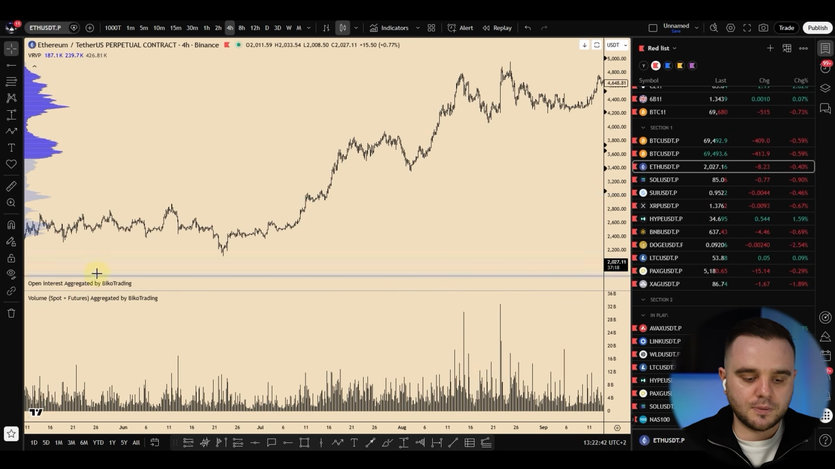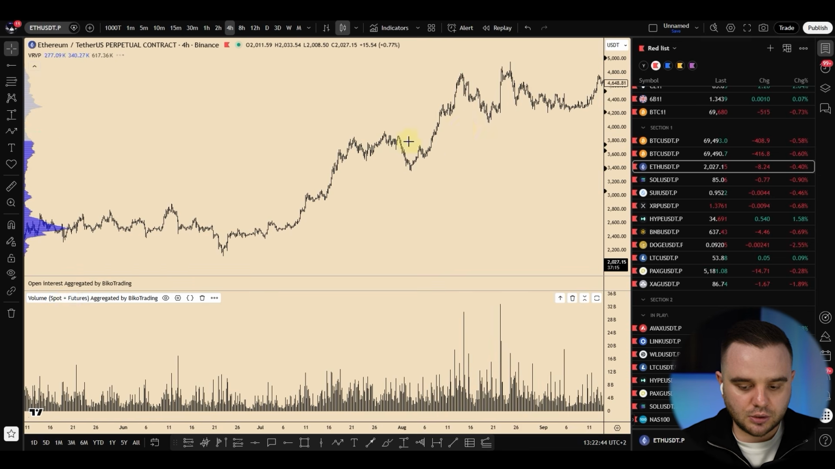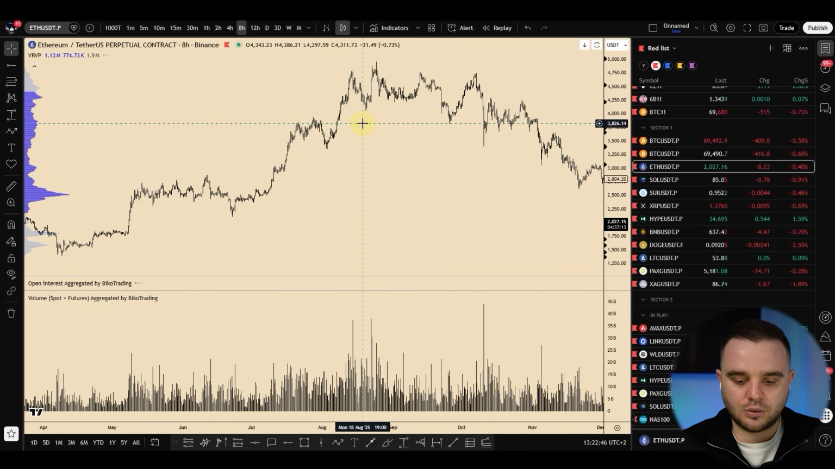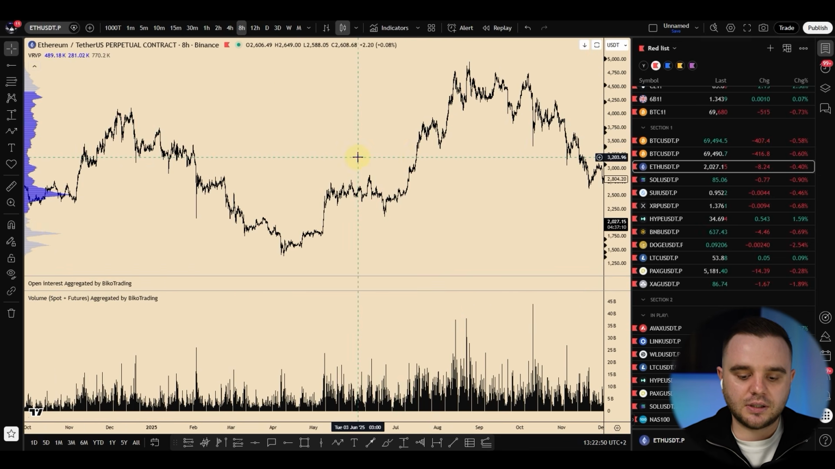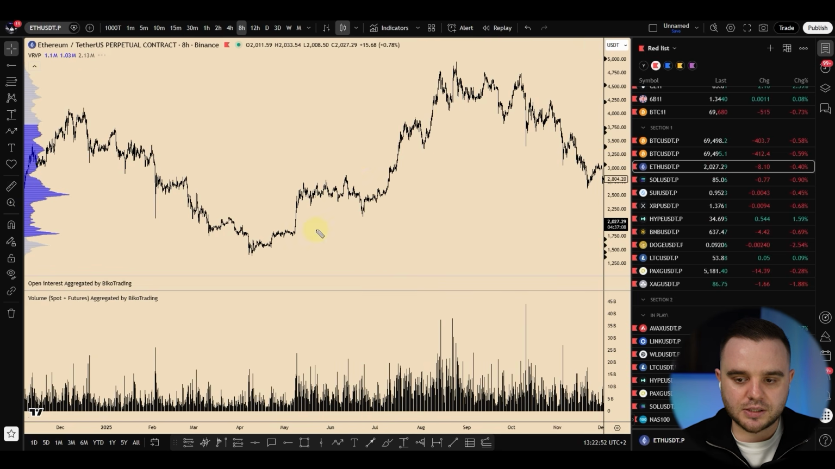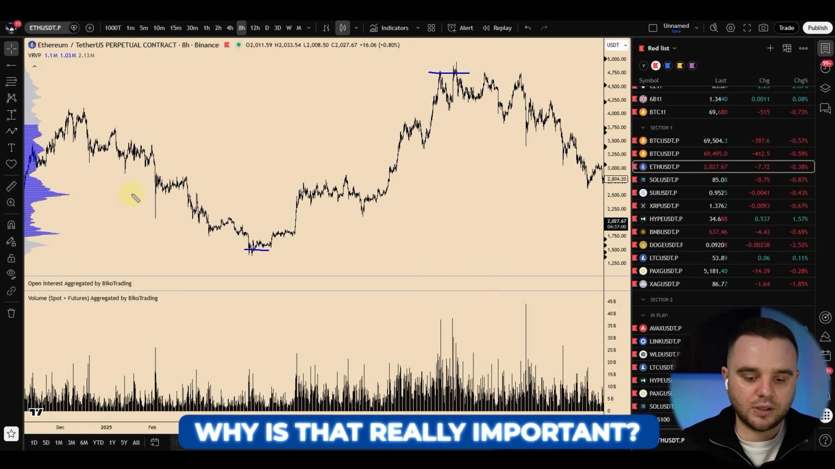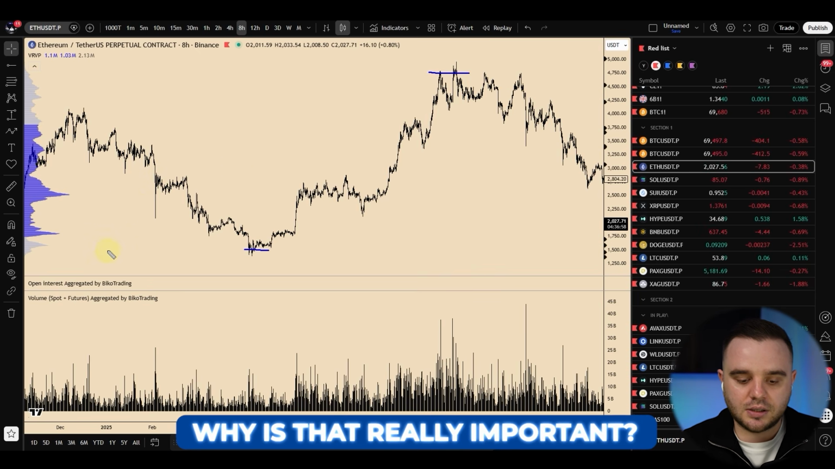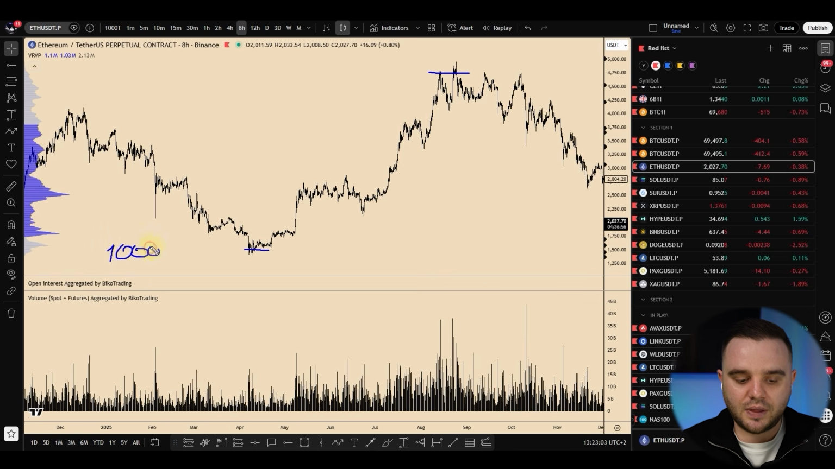It's super important to analyze volume in USD, not only in coins, because there's a significant difference when the price of a coin, for example Ethereum, is 1,500 versus 4,500. Why is that really important? Because 1,000 coins traded here would be a different amount of money than the same 1,000 coins here, because on exchanges each transaction is made in coins, not in USD.